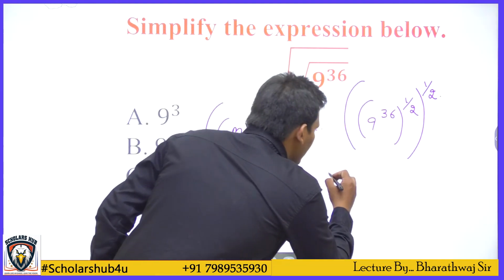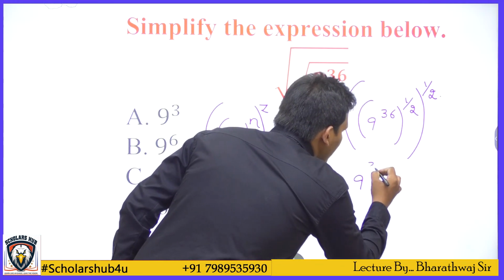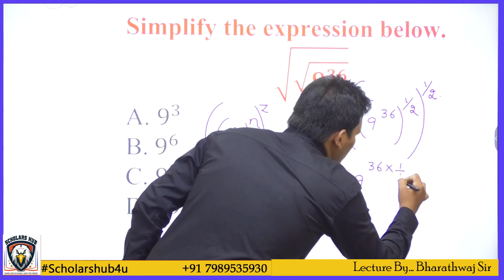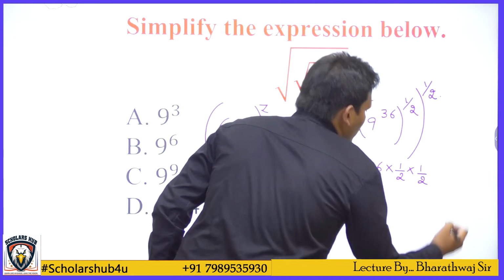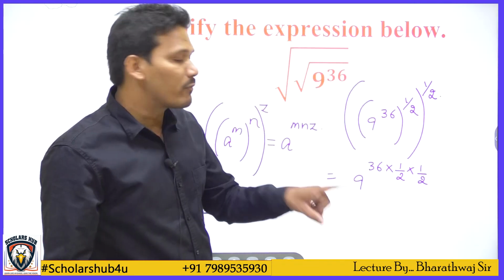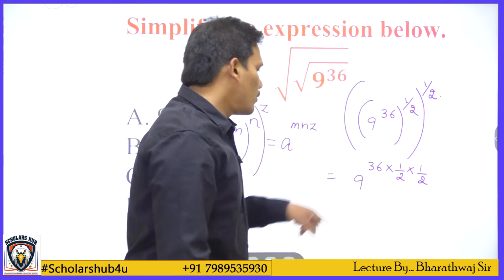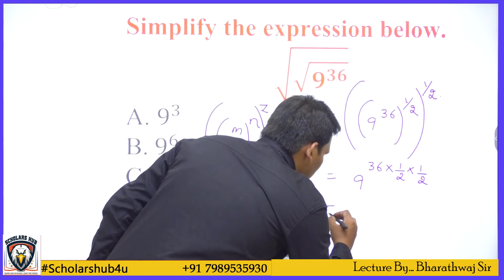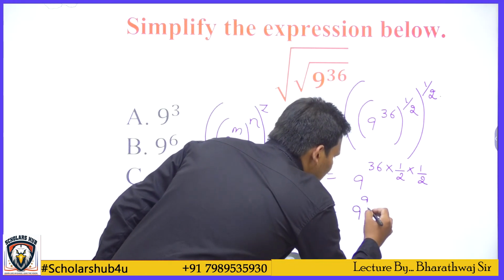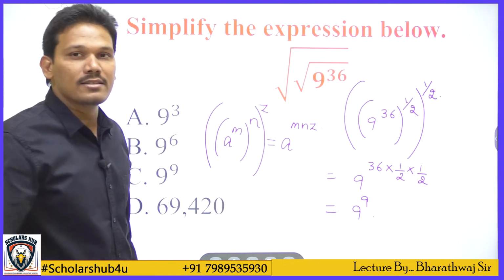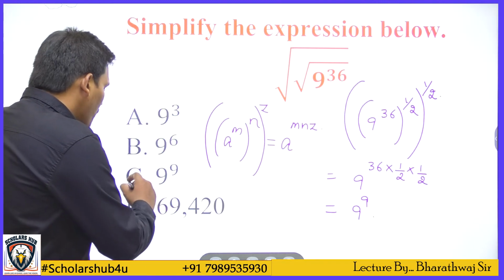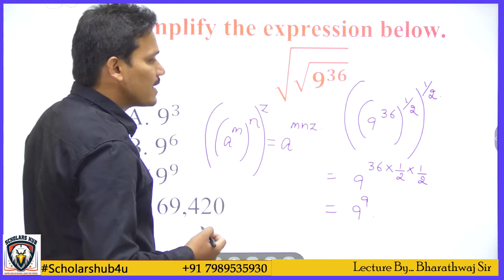So you are going to get 9 power 36 into 1 by 2 into 1 by 2. 1 by 2 into 1 by 2 equals 1 by 4. So 36 by 4 gives 9. So 9 power 9 is your answer. Option C is the right answer.